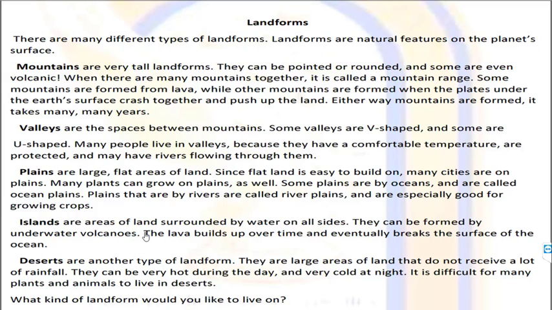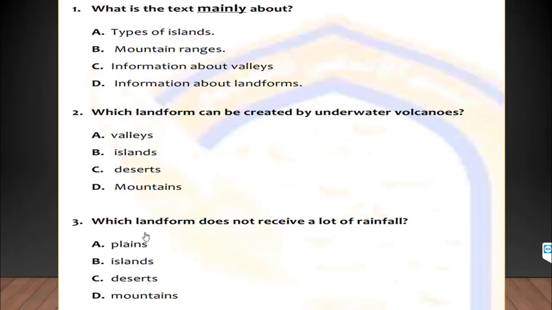So look at the first question of our lesson. What's the text mainly about? Now this is a skimming task. When we ask about what the text is mainly about, you are asking about the main idea of the text. So we have to skim the text to find the main idea. Now look at the answers A, B, C, or D. The first answer is types of islands, mountain ranges, information about valleys, information about landforms.